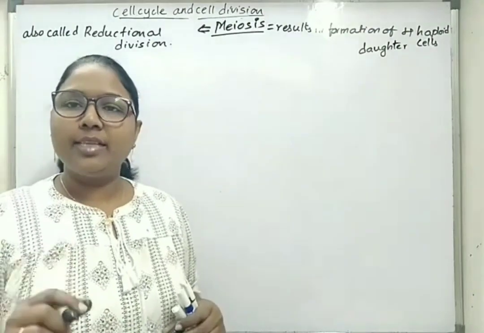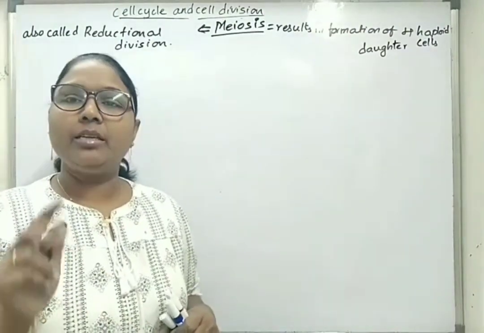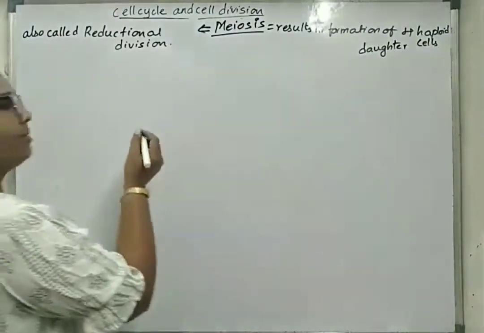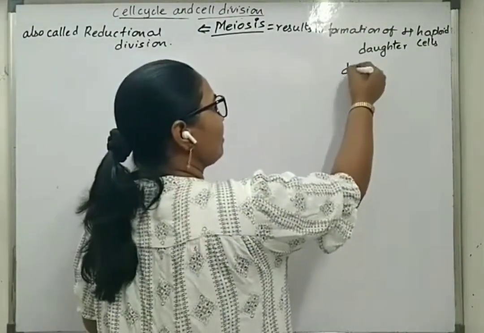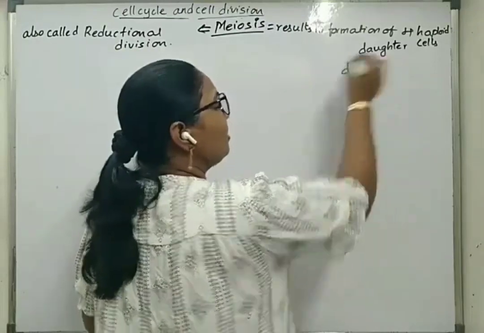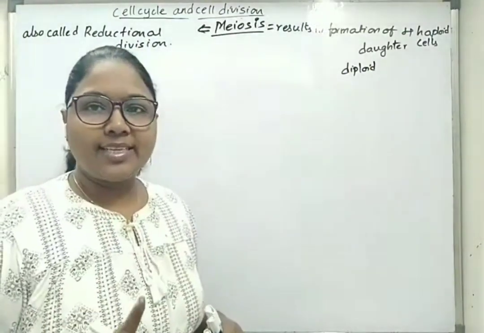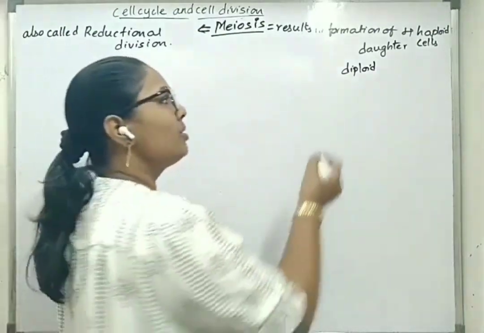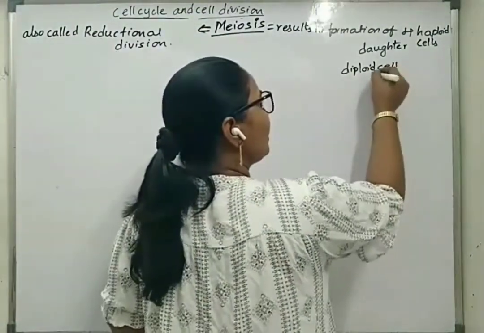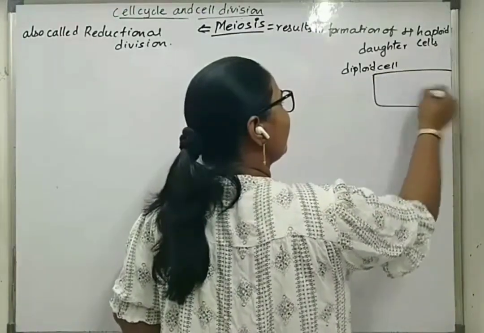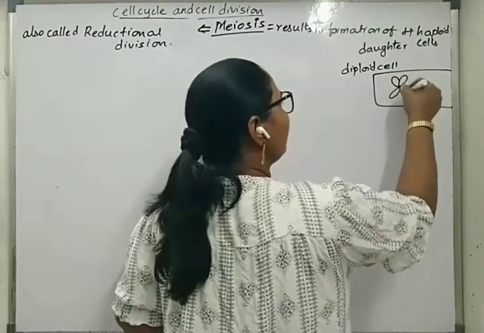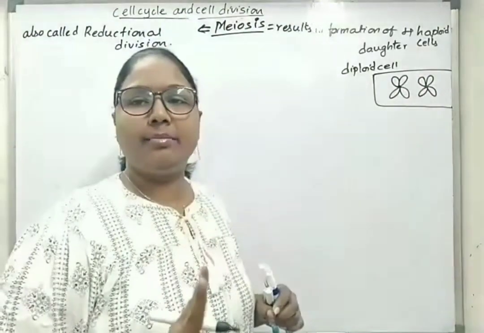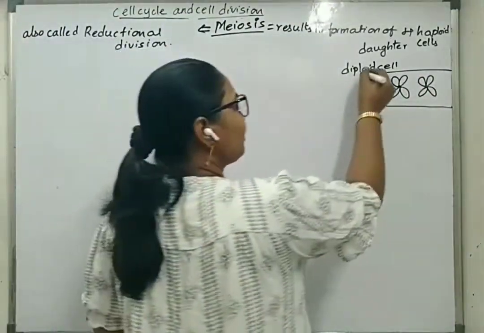Diploid means that particular cell will be having 2 sets of chromosomes. For suppose, one chromosome is said as one set, other chromosome is said as other set. So in case of a diploid cell, if this is a cell, it will be having one set, means 2 in number of chromosomes.